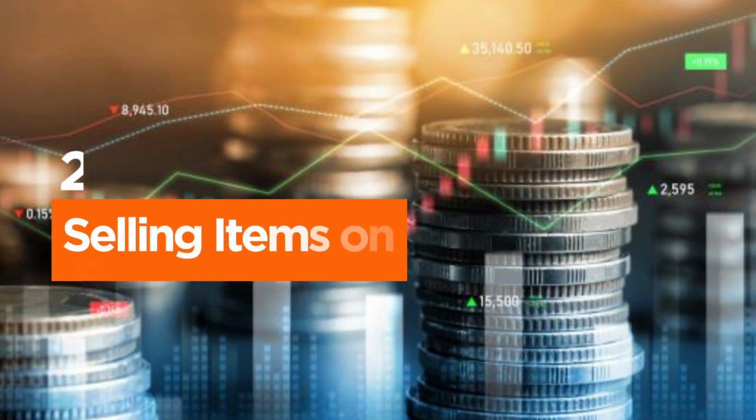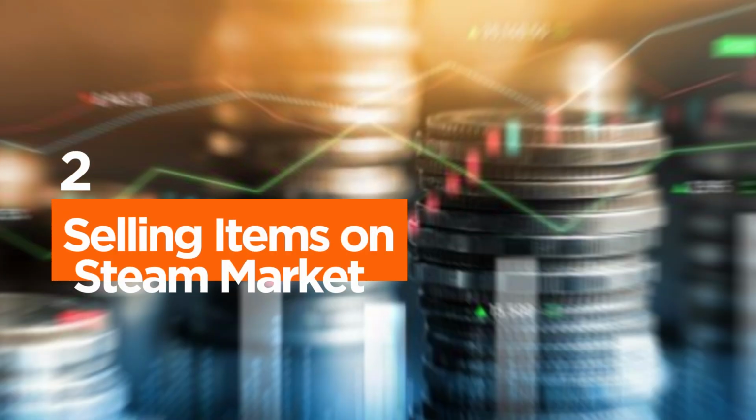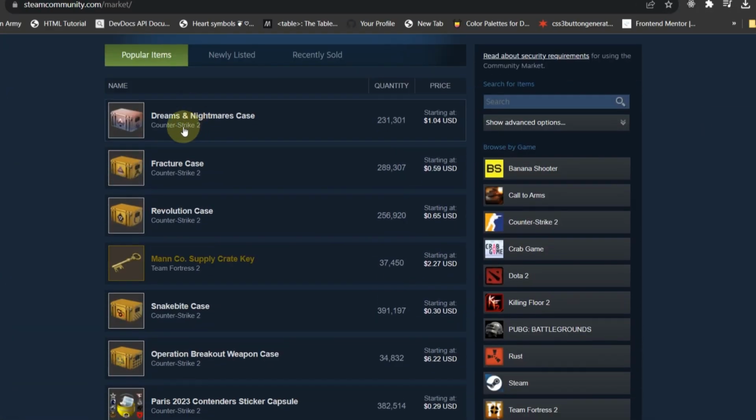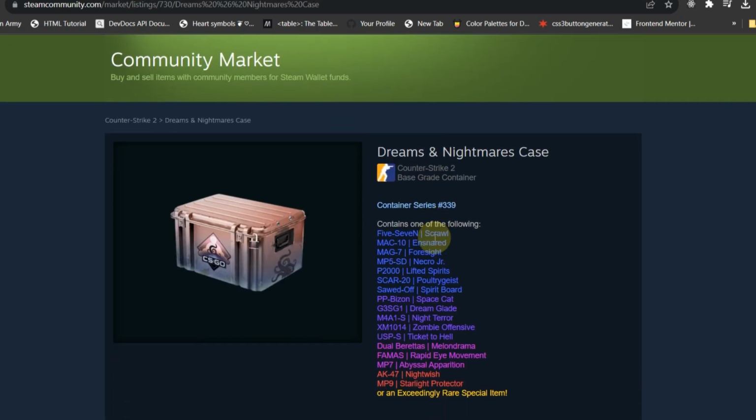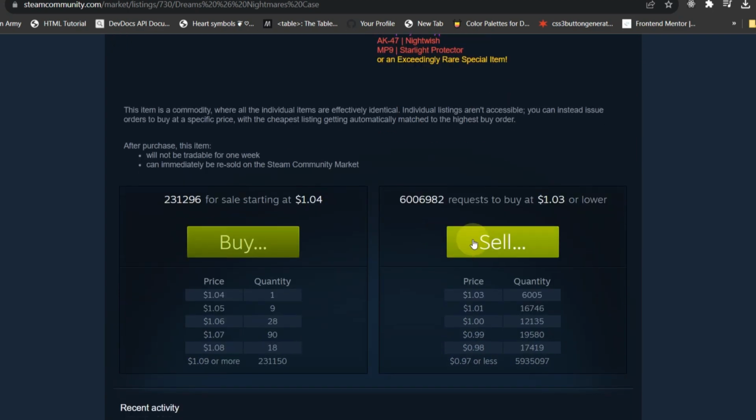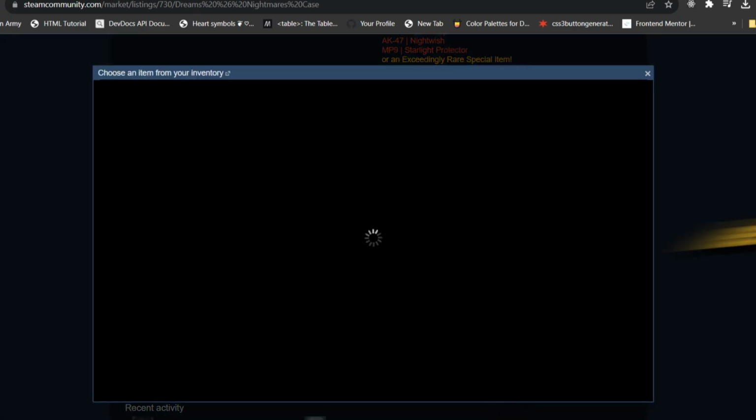Number 2. Selling items on Steam Market. Once you're on the market, you can sell in-game items, trading cards, or even CS:GO skins. Select the item you want to sell, set a reasonable price, and list it on the market.